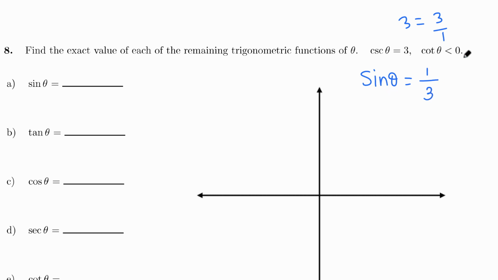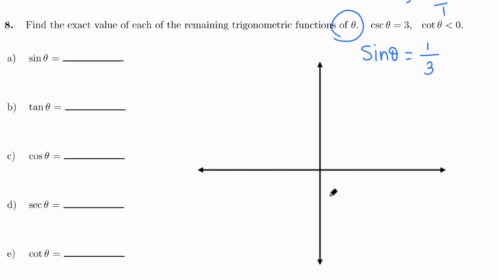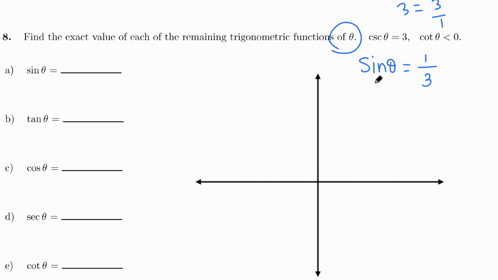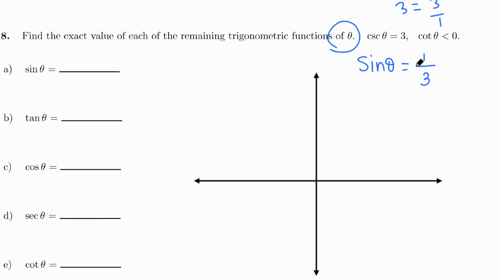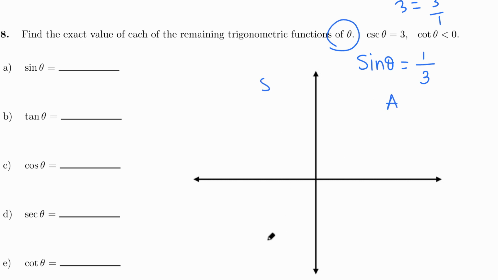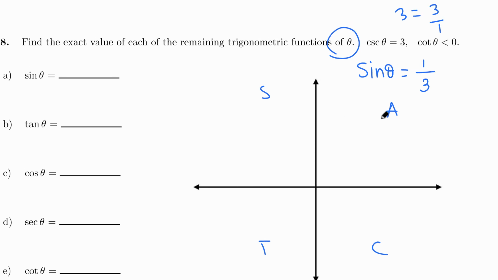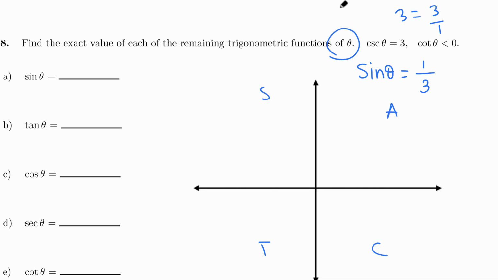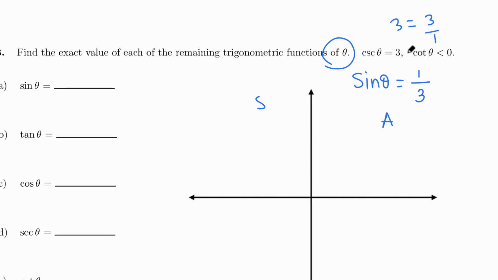Now cotangent is negative, so we need to determine this theta in the right quadrant first. And we are given that cosecant, that is the same as sine, is positive. So all positive, sine positive. So sine is positive means either in the first quadrant or in the second quadrant, so not third, not fourth. And it says cotangent is negative, it's all positive here, so it has to be here in the second quadrant. So sine theta is 1/3, second quadrant.